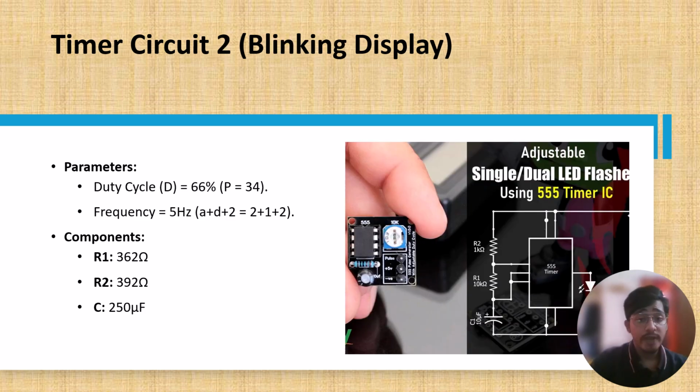Timer circuit 2 here is the blinking display. In timer circuit 2, we will be using some LEDs that will blink and show the user that there is space available. For this, the parameters are duty cycle D is 66%, and so P is 34. Frequency here is 5 Hz from my ID, and the components we are using are resistor 1 of 362 ohm, resistor 2 of 392 ohm, and the capacitor we are using is 250 μF also.